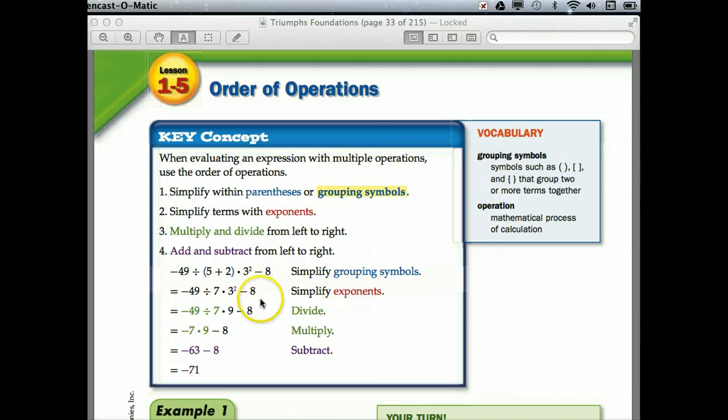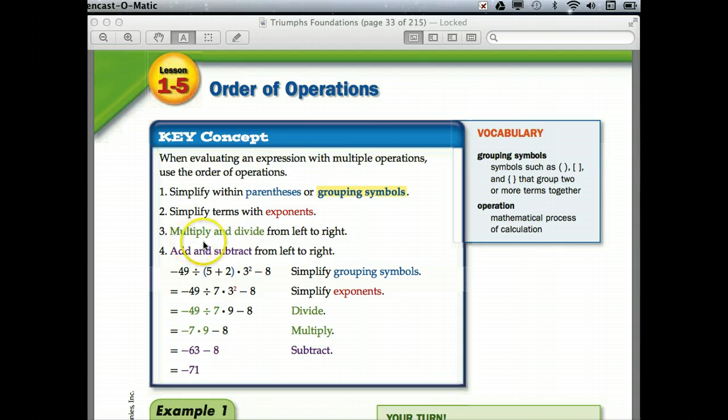Next, we're going to simplify exponents. Well, we've got a 3 to the second power. Now, how could we redo 3 to the second power? Okay, that's 3 times 3. It's not 3 times 2. It's 3 times itself. 3 times 3. So 3 times 3 is 9. Notice we rewrote the entire equation. Instead of 3 squared, we put the 9.